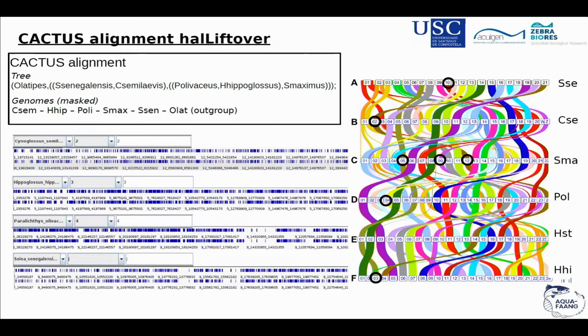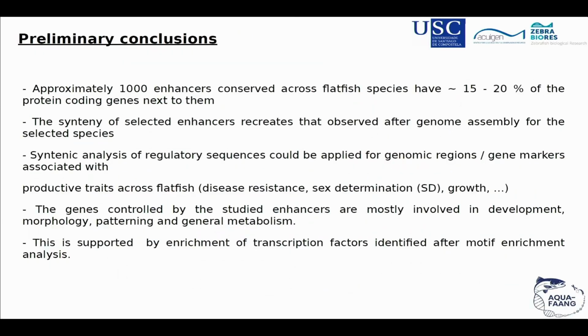We just started with this approach of Cactus. We started this work 2 months ago. We didn't have much time to work with this data. But as a preliminary conclusion, we can say that approximately 1,000 enhancers that are very conserved across flatfishes harbor around 20 to 50% of the protein coding genes in these species. The synteny of selected enhancers recreates that observed after chromosome assembly for selected species.